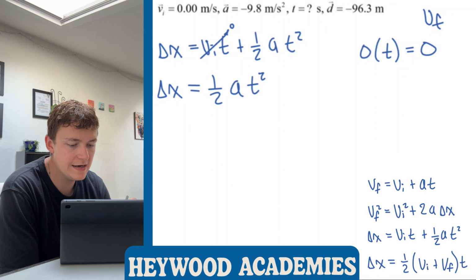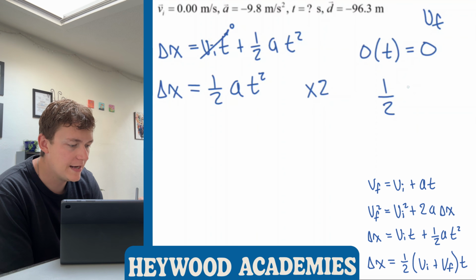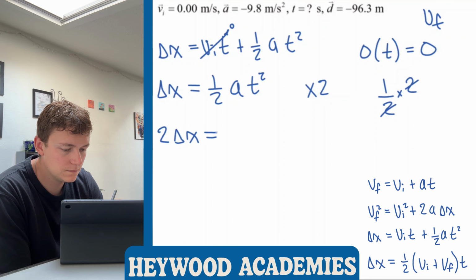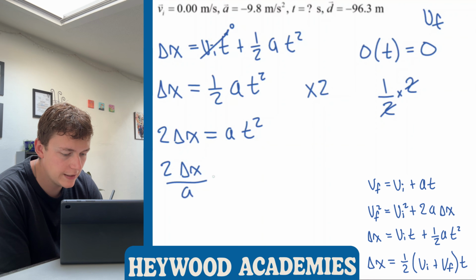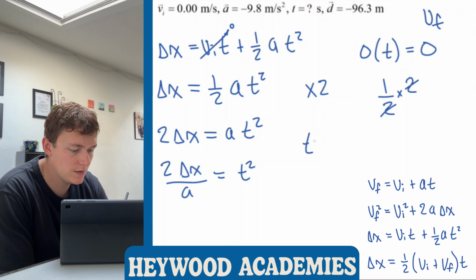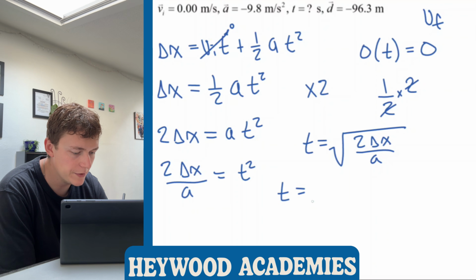Okay, so we got 1/2 over here. If we want to get that 1/2 over to the other side, we can multiply both sides by 2. On the right side, 1/2 times 2 is just equal to 1, and we'll get a 2 up top here. Then we want to bring the a over, so we can divide by a. 2 delta x over a is equal to t squared. And then we square root both sides to get our final equation. So t is the square root of 2 delta x over a. And now we can plug in our numbers here.